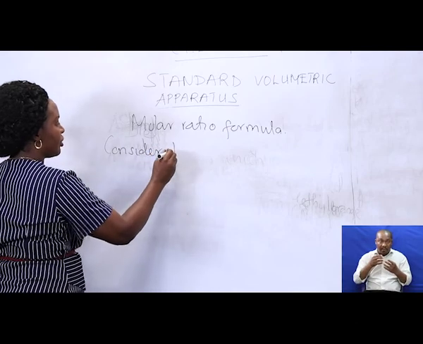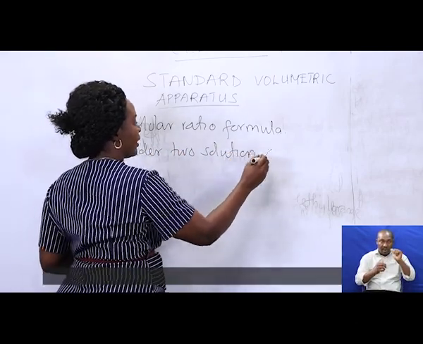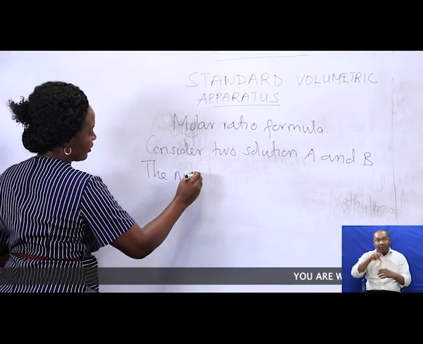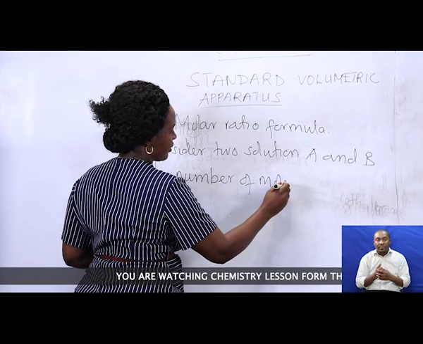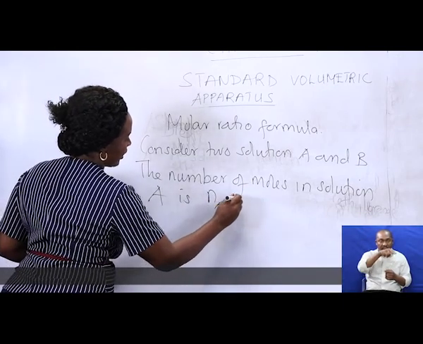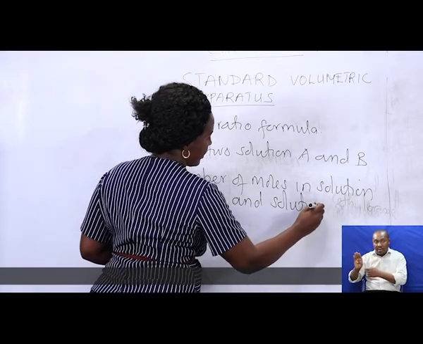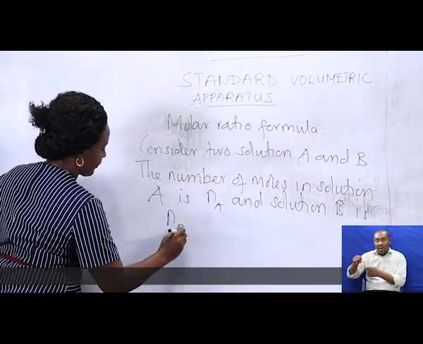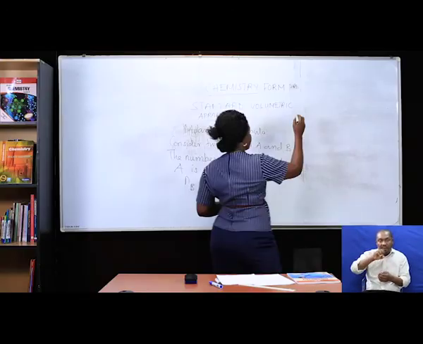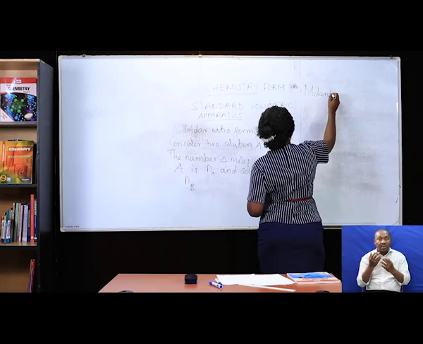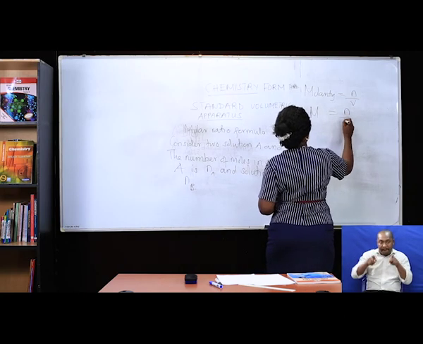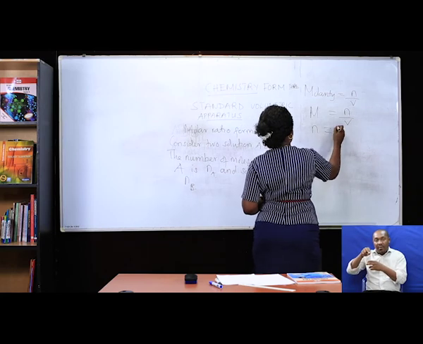So consider two solutions, A and B. The number of moles in solution A is Na, and in solution B is Nb. Now how do we relate molarity and number of moles? Refer to the previous discussion. We said molarity, abbreviated as capital M, is equal to number of moles over volume. Make N the subject. So N is equal to molarity times the volume.